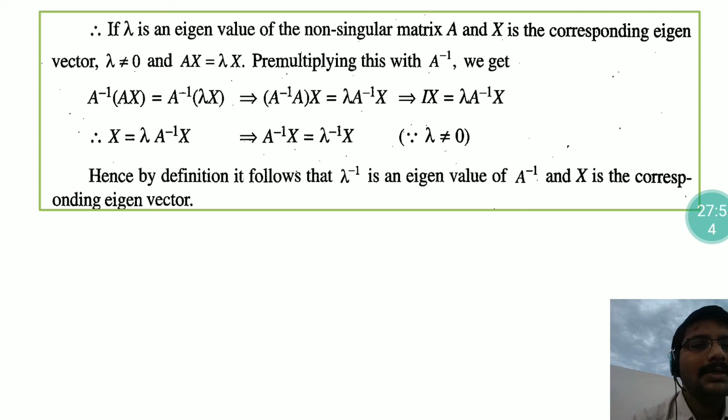So hence by definition it follows that lambda inverse is an eigenvalue of A inverse, because if Ax equal to lambda x, then lambda is an eigenvalue of A. Similarly here we will have A inverse x equal to lambda inverse x. Thus lambda inverse is the eigenvalue of A inverse, and x is the corresponding eigenvector. So once again, if lambda is an eigenvalue of A, then lambda inverse is an eigenvalue of A inverse.